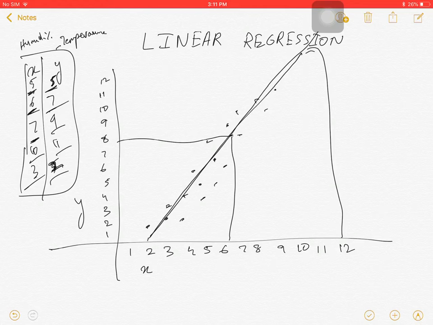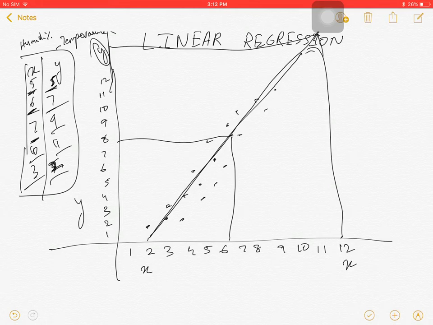But how much, right? So if I have a new data point, let's say 12, we need to be able to calculate what is the temperature at that day, what is this y. So that's our main job. Given this x, we need to predict this y, and that's the whole basis of machine learning. And in this tutorial, like I said, I was going to discuss linear regression.